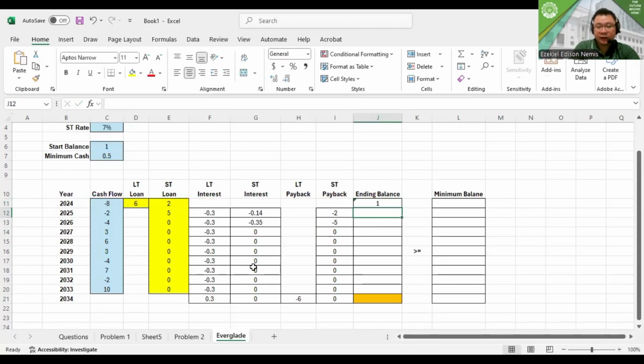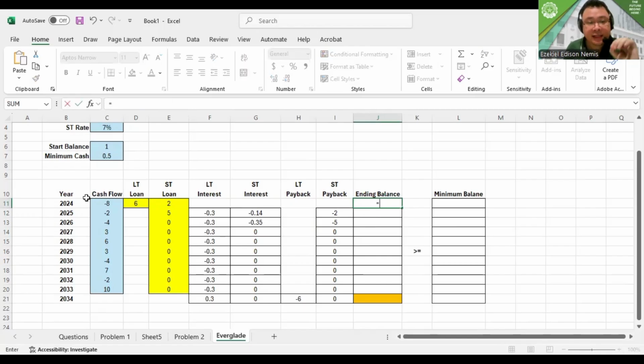All right, enter. Okay. Para hindi malito. Okay, let me just repeat it again. So equals. Since this is the first, so 2024 is the first data, so we got the initial balance. So it is the start balance. Okay.